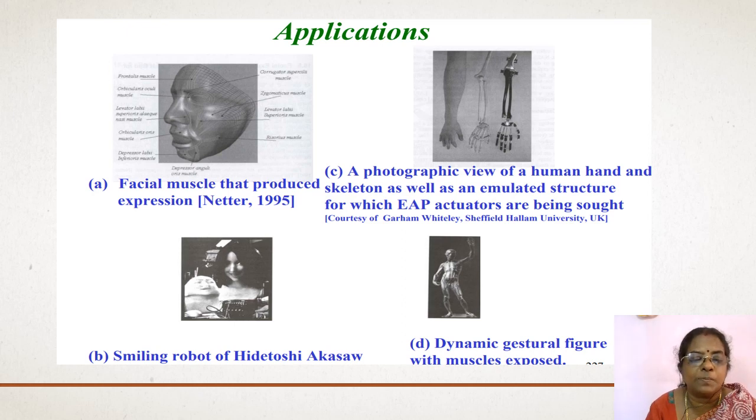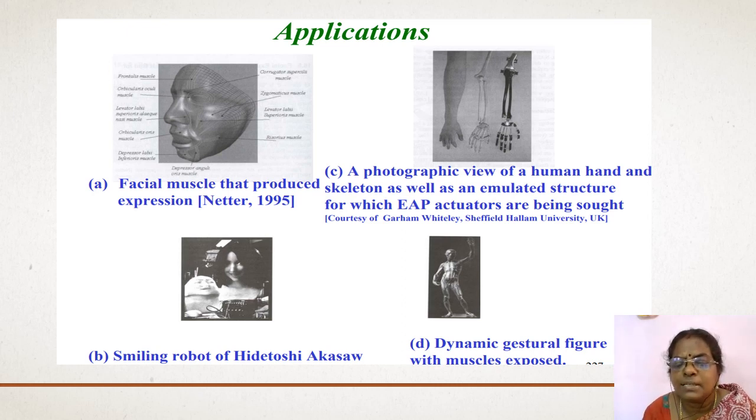So we can bring expression. You can see in figure B a robot is smiling. We are able to bring small changes in movement. So it is used as a facial muscle. And you can see in figure C, you have the hand movement. The muscle has to expand and contract with the hand movement, right? So here also EAP actuators find a large role.